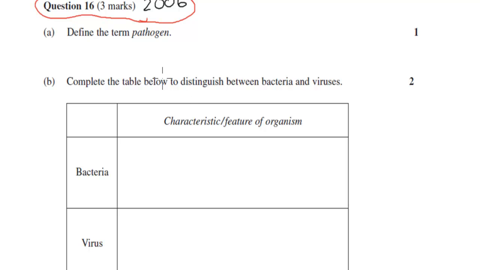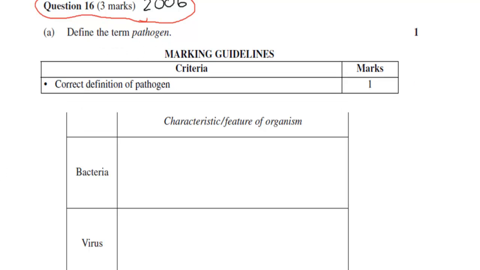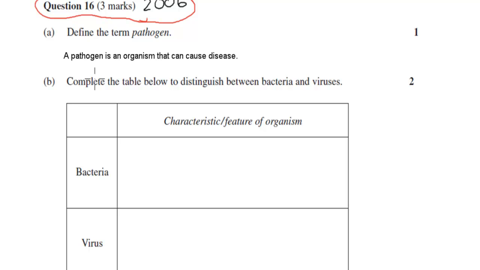Welcome back. So for the first one, it's just define the term pathogen. To get full marks, what you have to do is correctly define what a pathogen is. That's 1 mark out of 1. And that's a very simple definition. So a pathogen is an organism that can cause disease.